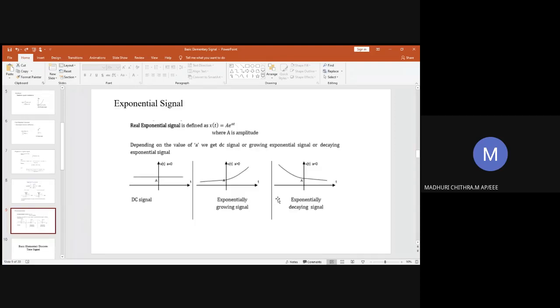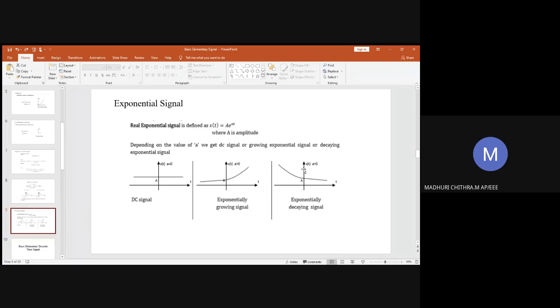Okay, next, exponential signals. The real exponential signal is defined as x of t equal to a into e power at. Here a is the amplitude. Depending upon the value of a, we get DC signals, growing exponential signals, or decaying exponential signals. For a equal to 0 we get a constant DC signal. For a greater than 0, the value keeps growing.